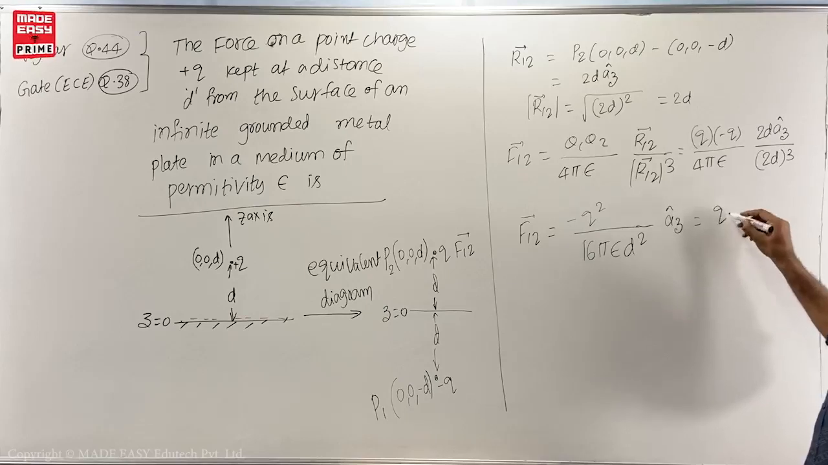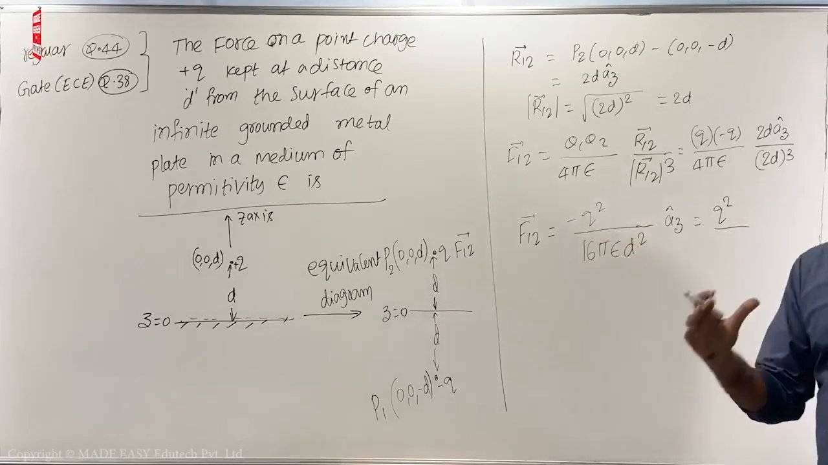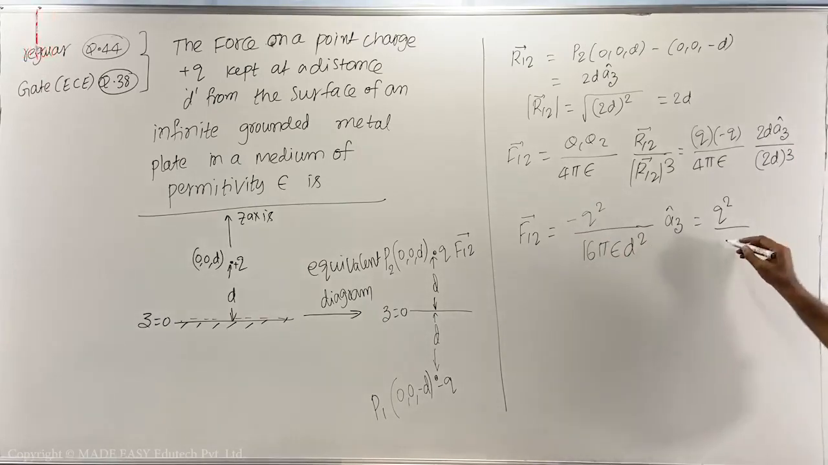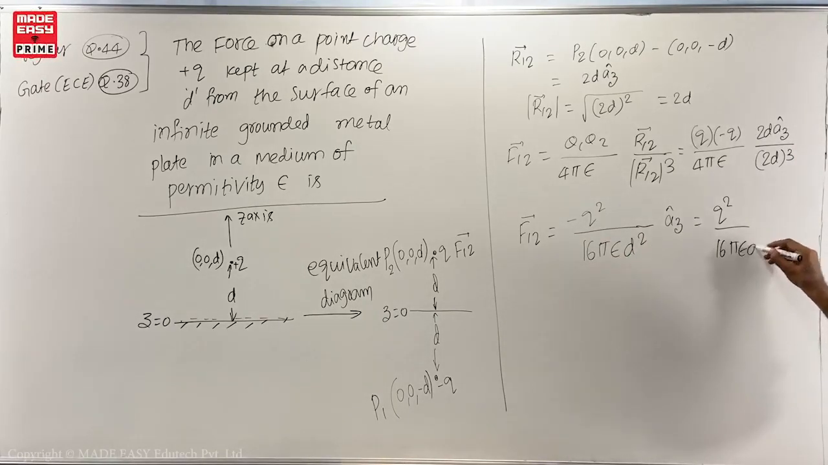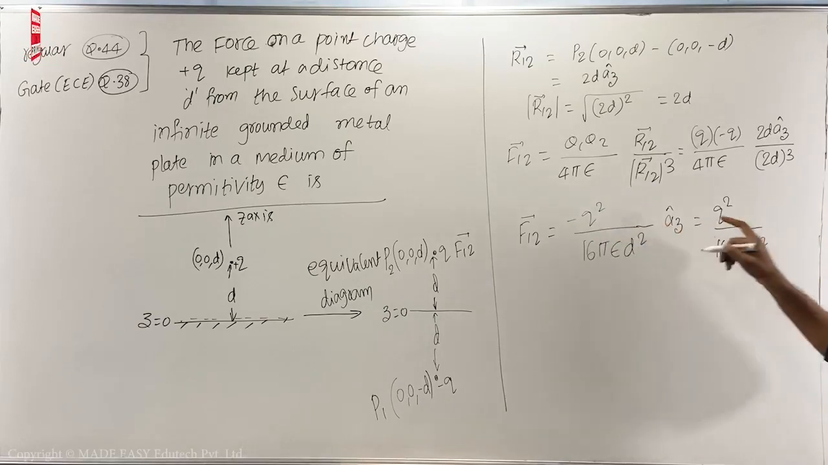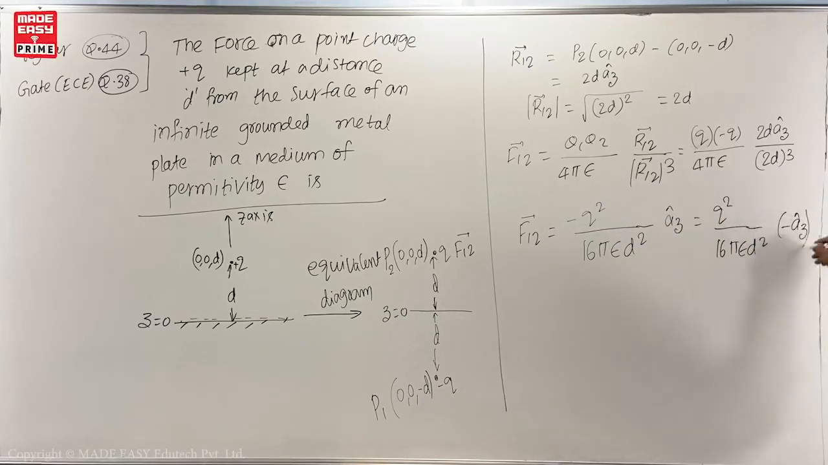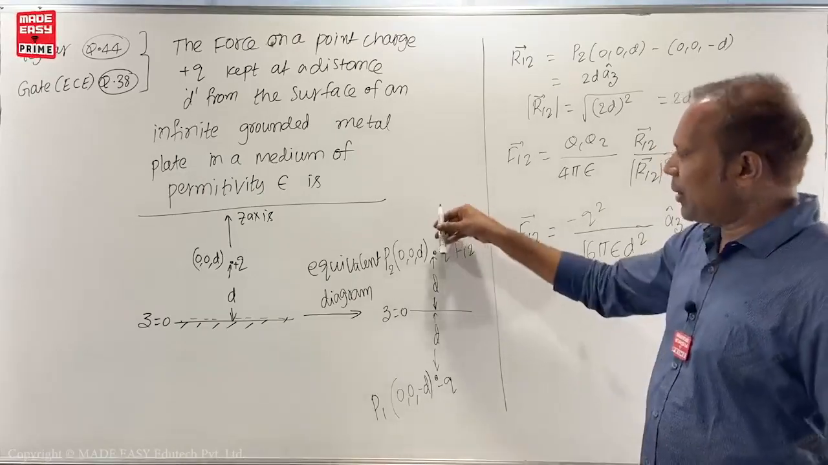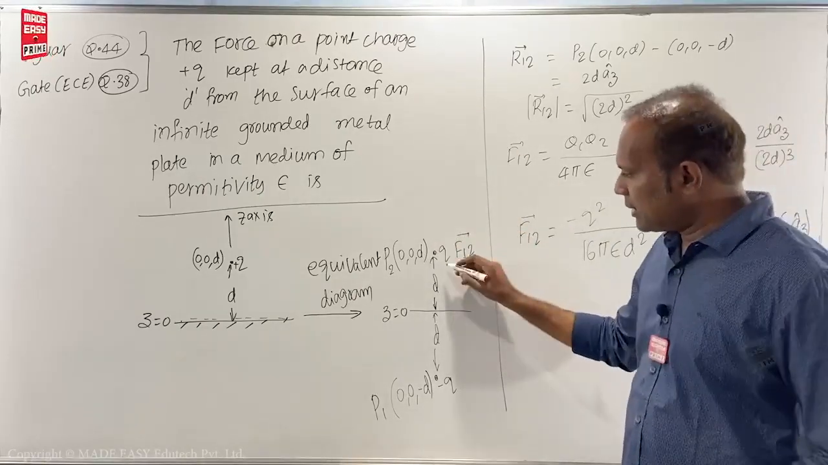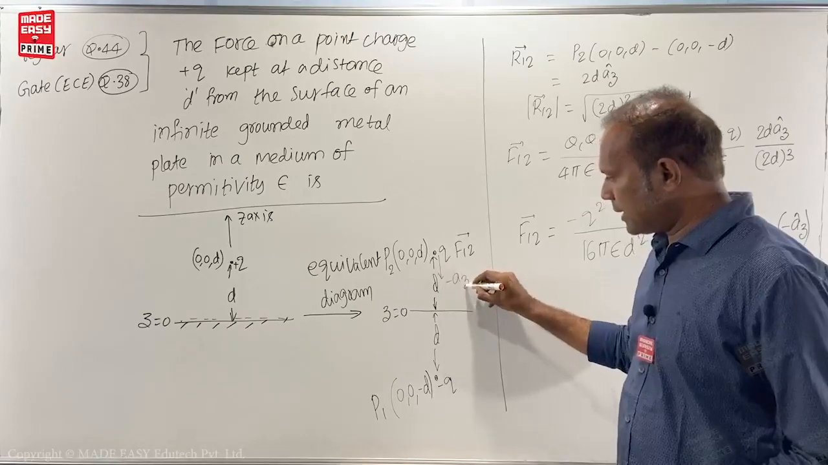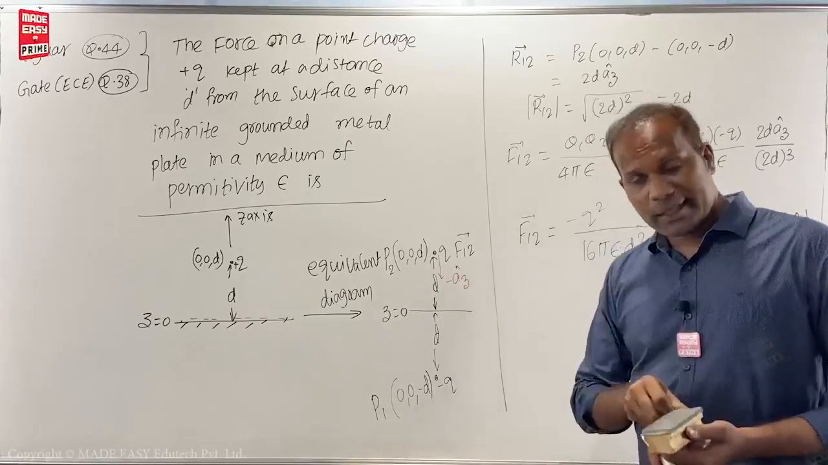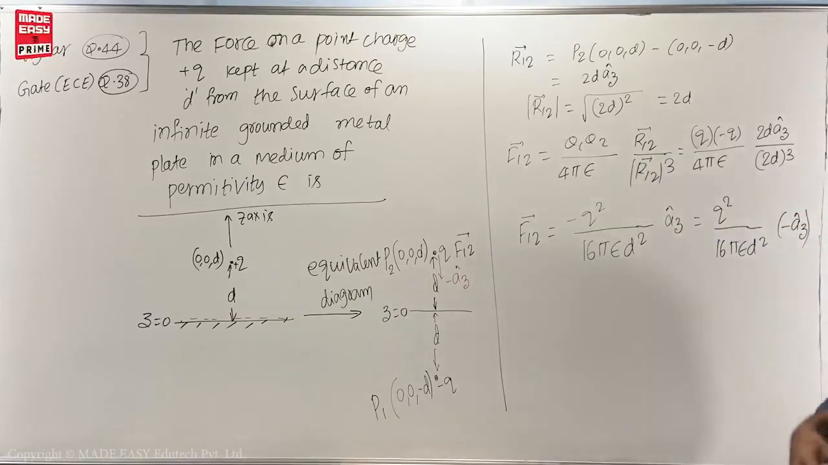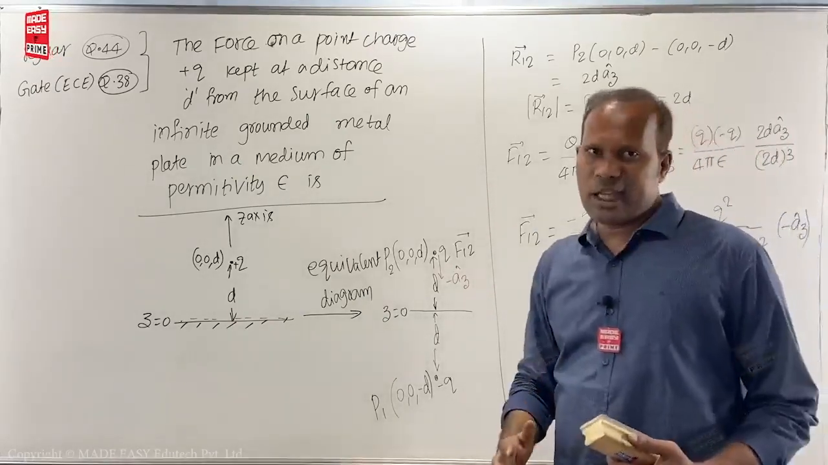So you can write like this. Magnitude means only magnitude should be there, but sign should not be there. So q square by 16 pi epsilon d square. Then that minus you send here, that is minus az. That means force on this is: az means upwards, minus az means downwards. That is minus az. That is correct now. Mathematics is saying force on this charge is downwards.